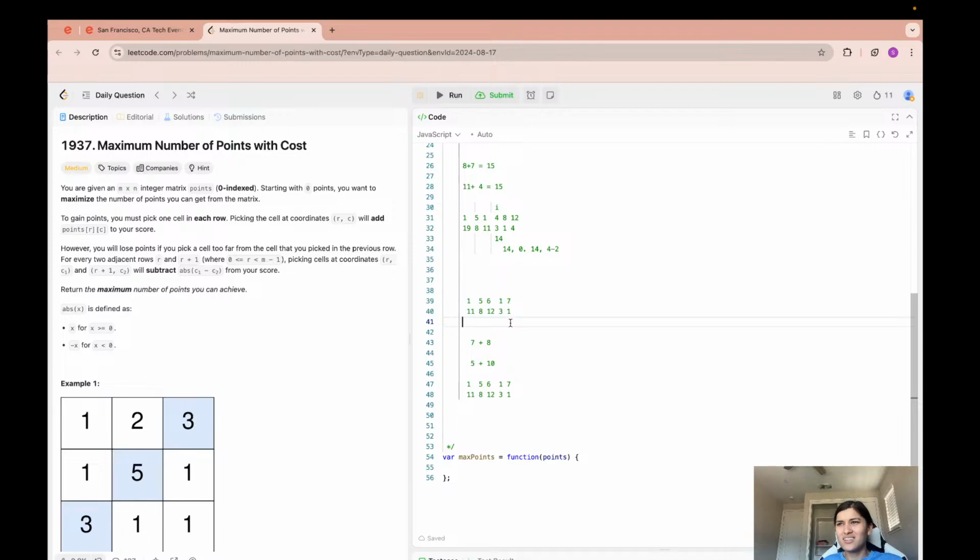Okay, I think what I can do is think that this is the number that I'm selecting from the first row, this is the number that I select from the second row, this is the number that I select from the third. Because what I was thinking in the greedy solution approach, which did not work.